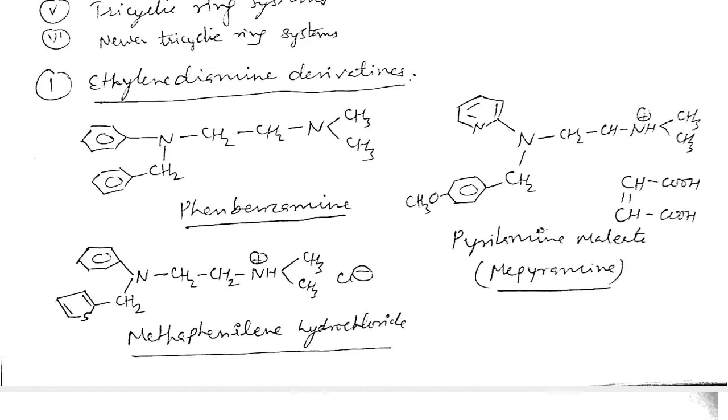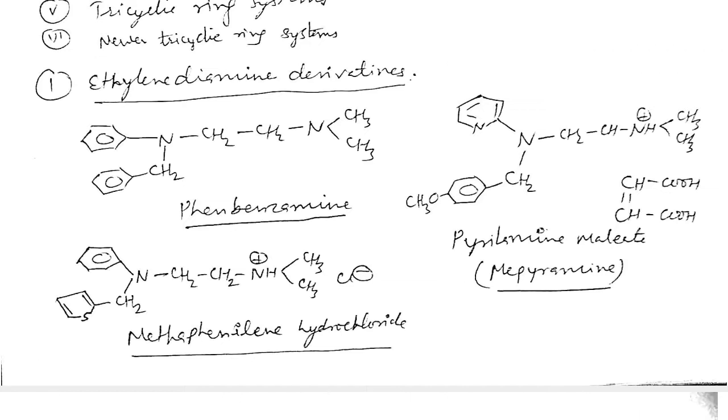So basically there are two nitrogen-containing amino groups at the ends of an ethylene bridge, and the two nitrogen atoms are joined with the ethylene carbons. Both amino groups are substituted by either alkyl substitutions, and alkyl here means aliphatic or aromatic groups. Look at phenbenzamine: one nitrogen contains one phenyl group and a benzyl group.